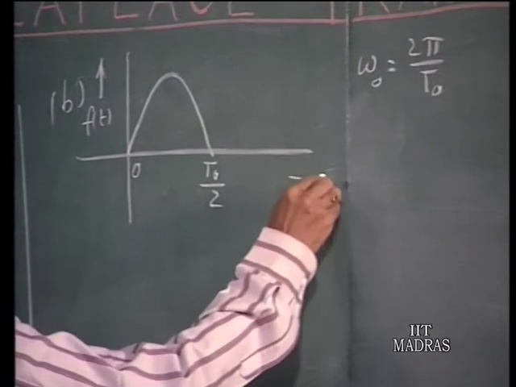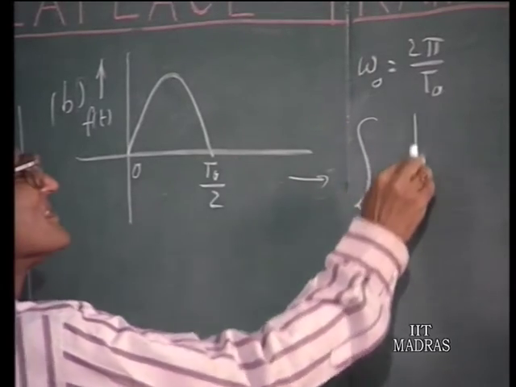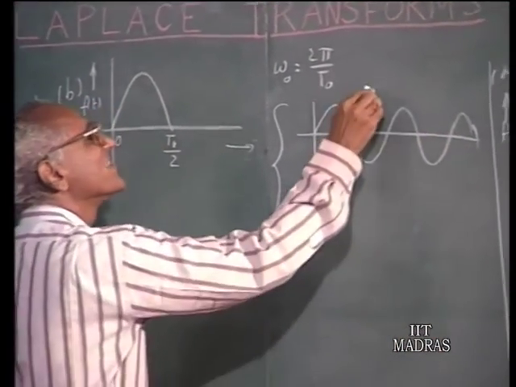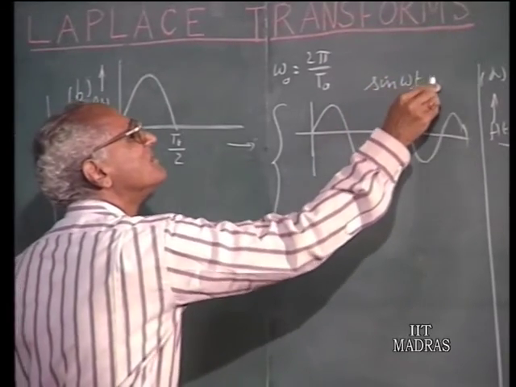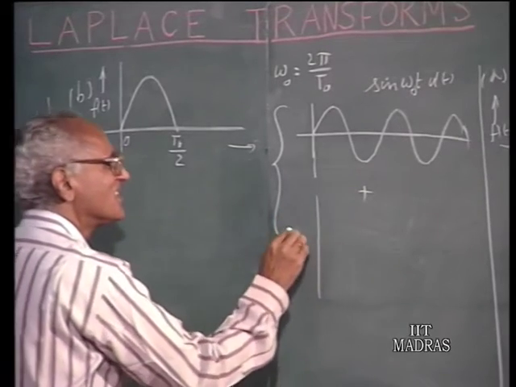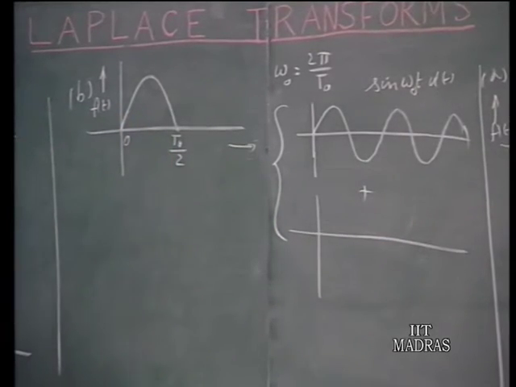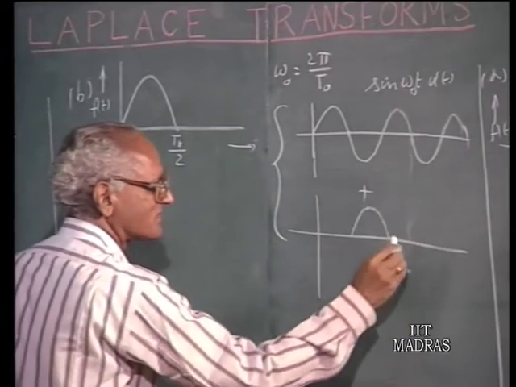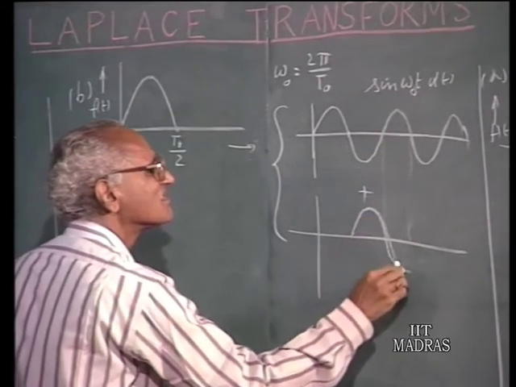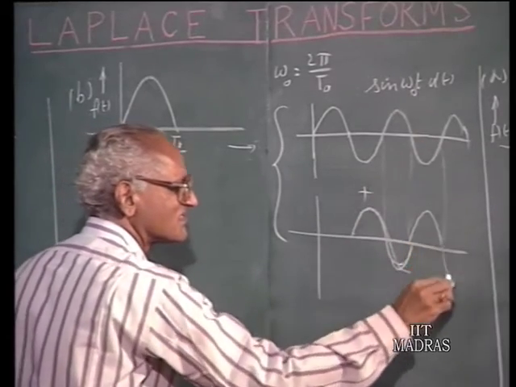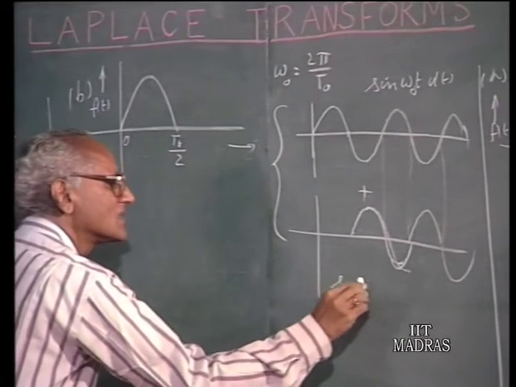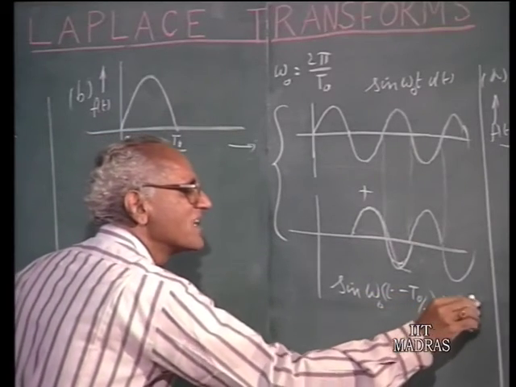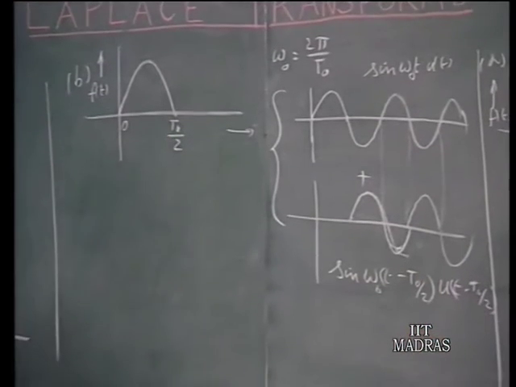Now, this can be considered to be a regular sinusoid sin omega naught t u of t, plus, suppose I delay this sinusoid by half a period. So, I get another sinusoid like this, and this would be sin omega naught times t minus t naught upon 2, delayed by that amount, u of t minus t naught upon 2. That is a delayed sinusoid.